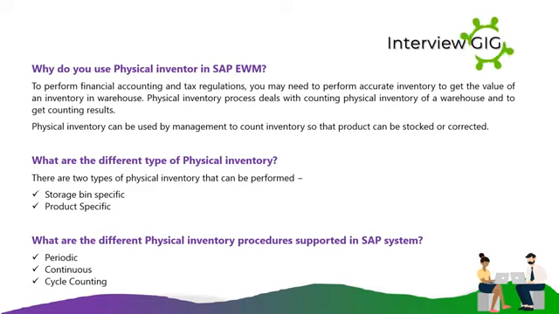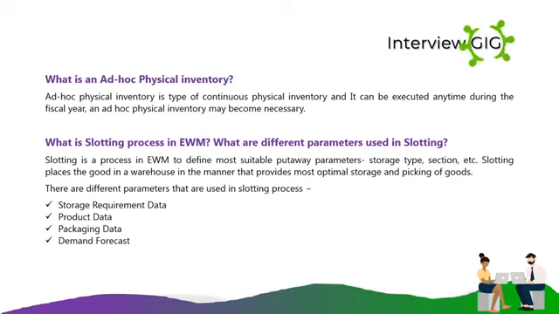What are the different types of physical inventory? There are two types of physical inventory that can be performed: storage bin specific and product specific. What are the different physical inventory procedures supported in the SAP system? Periodic, continuous, cycle counting. What is an ad hoc physical inventory? Ad hoc physical inventory is a type of continuous physical inventory and it can be executed anytime during the fiscal year. An ad hoc physical inventory may become necessary.